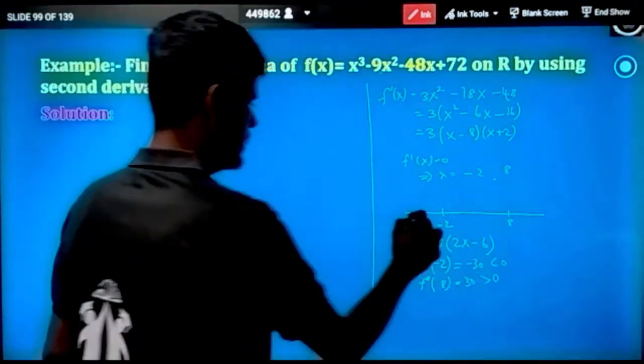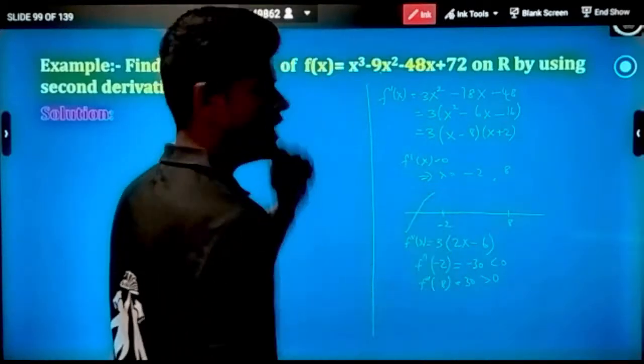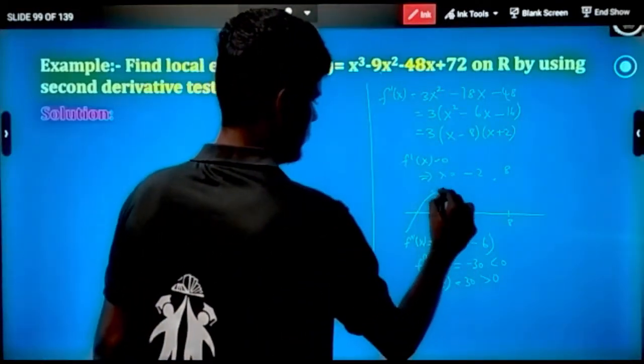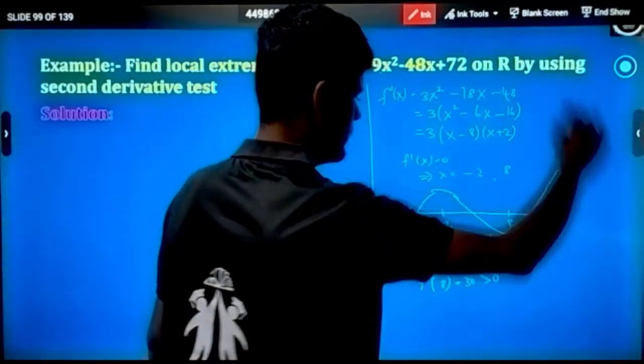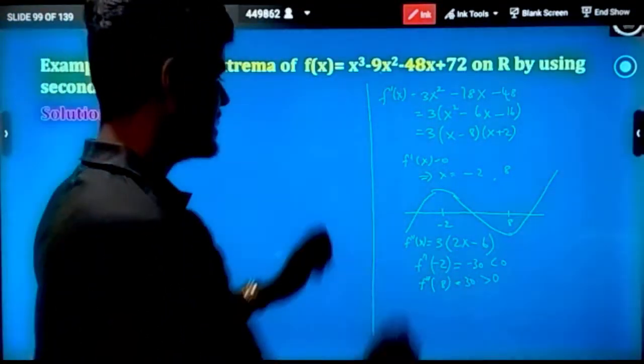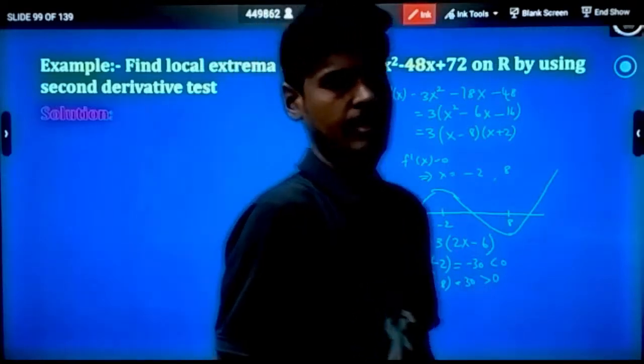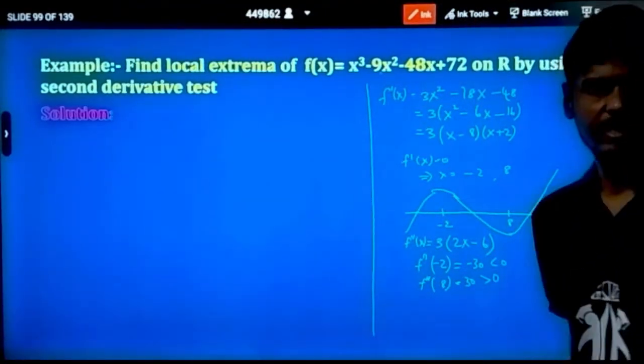So how will the curve be? Cubic degree with power of x cube. Then minus 2 will be a maximum value and 8 will be a minimum value. This is a rough sketch of this graph. Do you understand, students? Easy.